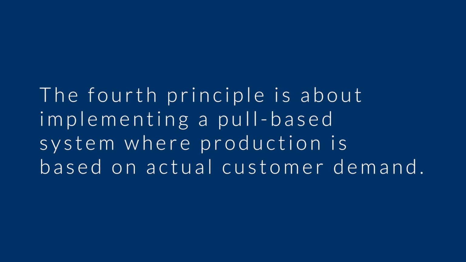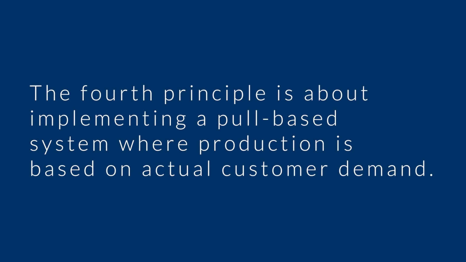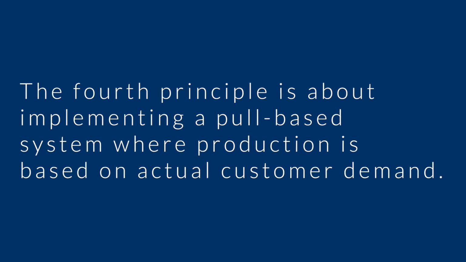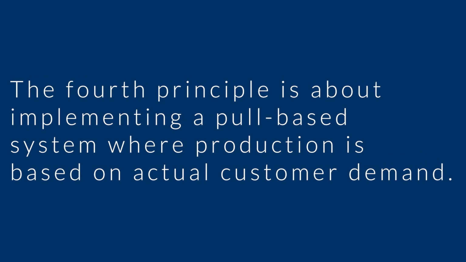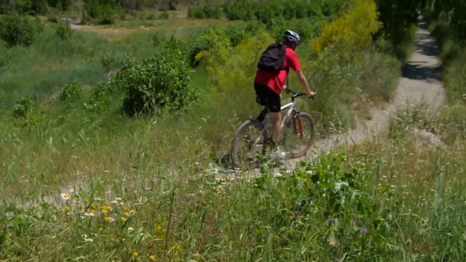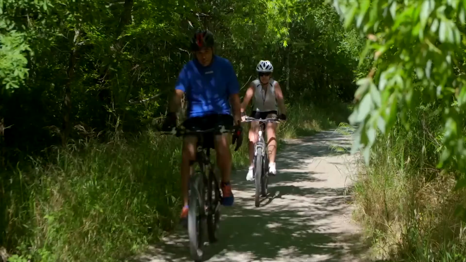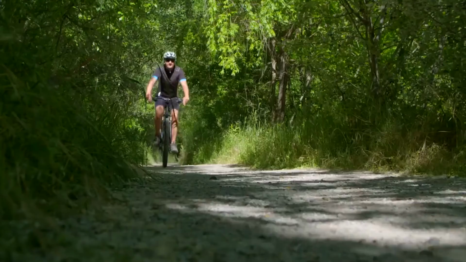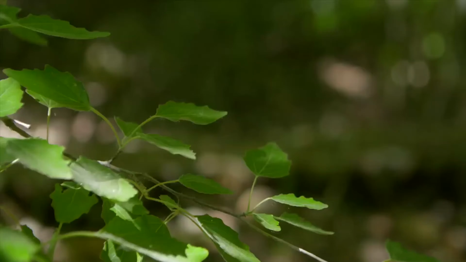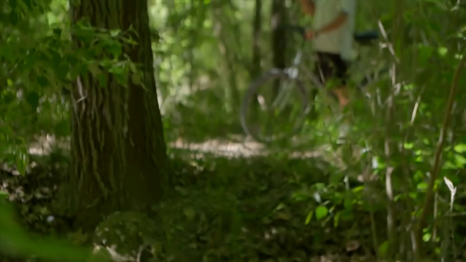And then number 4, we have the pull, which is the 4th principle. And this is about implementing a pull-based system where production is based on actual customer demand. So in our bicycle manufacturing business, this will mean producing bicycles only when orders are received, rather than producing a large number of bicycles and hoping they will be sold. Why are we doing this? Okay, the point with this is, first of all, it's going to help us to reduce holding on to a lot of inventories which people probably don't need. All right, so that is the pull.